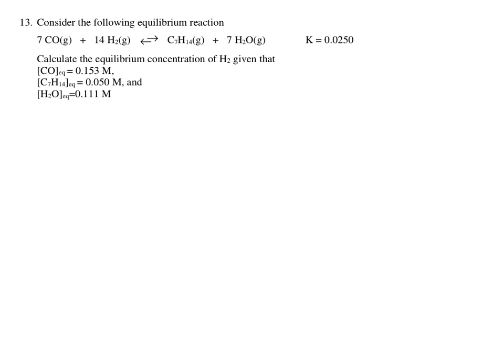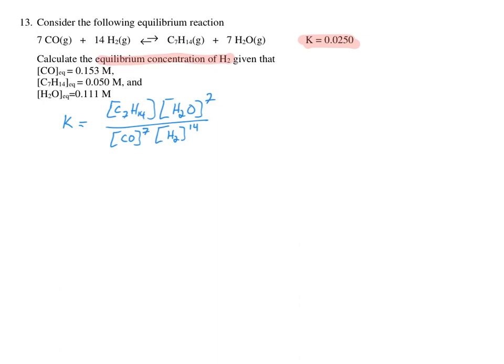Here we have a problem where we're calculating the equilibrium concentration of H2, and we're given a value of K for our balanced chemical equation. We're also given equilibrium concentrations of all reactants and products except for H2. So we're going to start out by writing out our equilibrium constant expression.